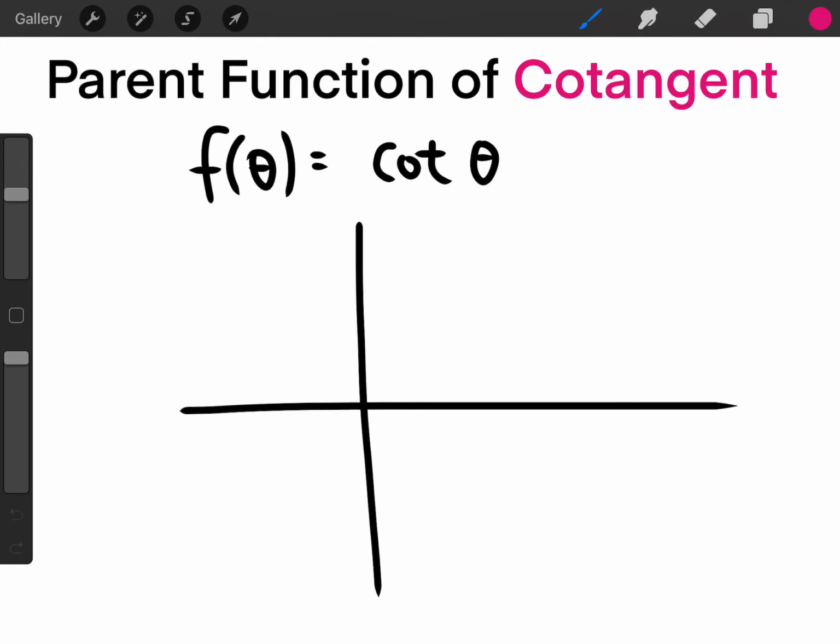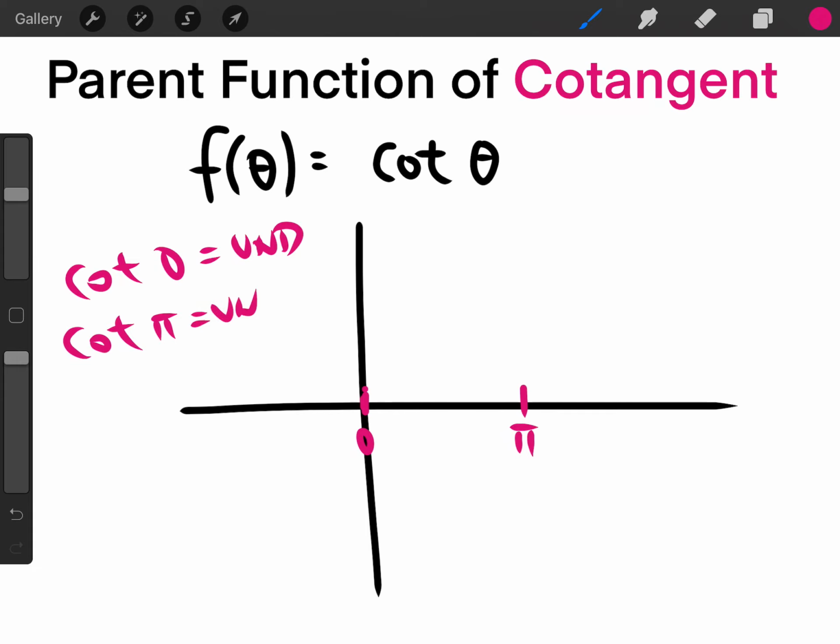All right, this time we're going to talk about cotangent. So cotangent is going to be a little different. Well, very similar to tangent, but slightly different in terms of my starting point. If you plug in 0, 0 degrees, and pi, you're going to get undefined. So cotangent 0 is going to be undefined, and cotangent pi is going to be undefined. Which means that your asymptotes are going to be on these two lines, passing through 0 and pi.